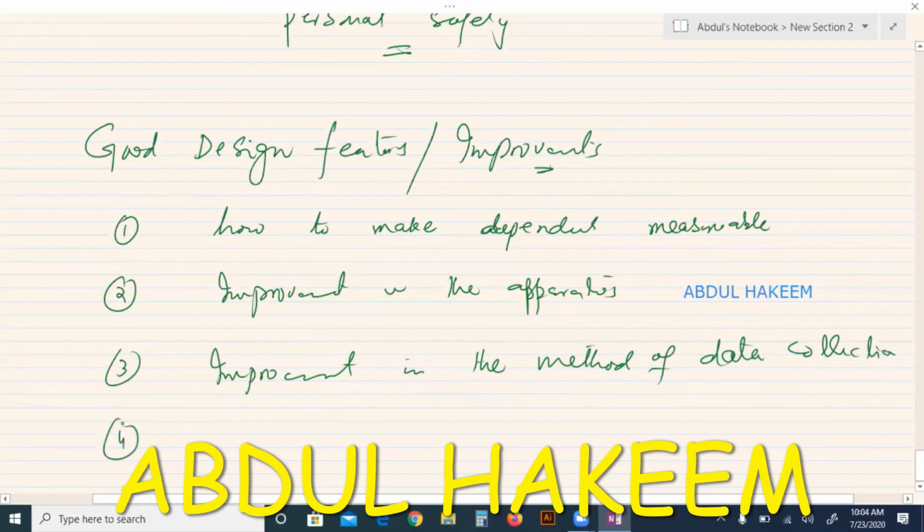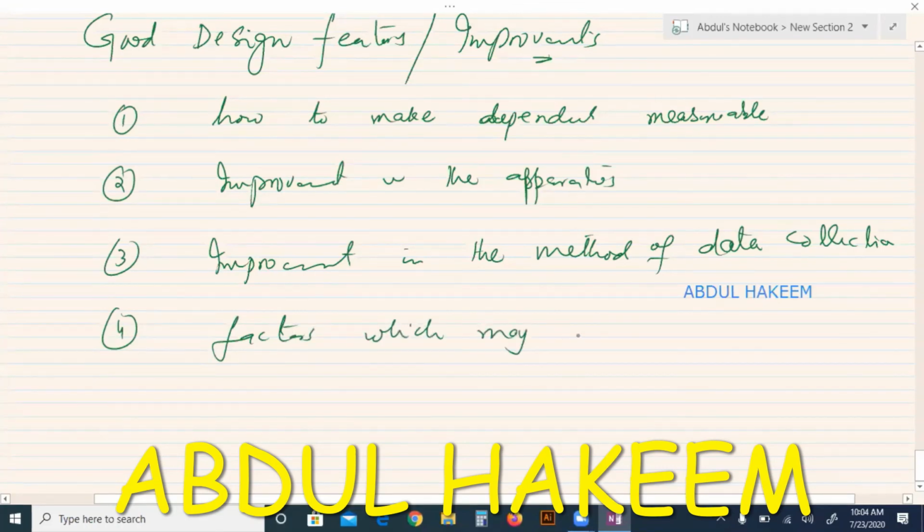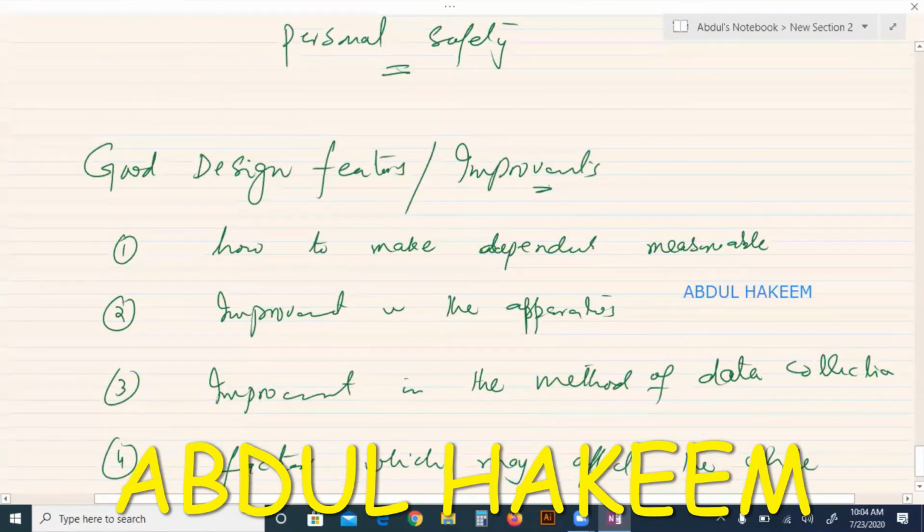And number 4, factors which may affect the whole experiment. So 4 marks for it. So 11 plus 4, 15.